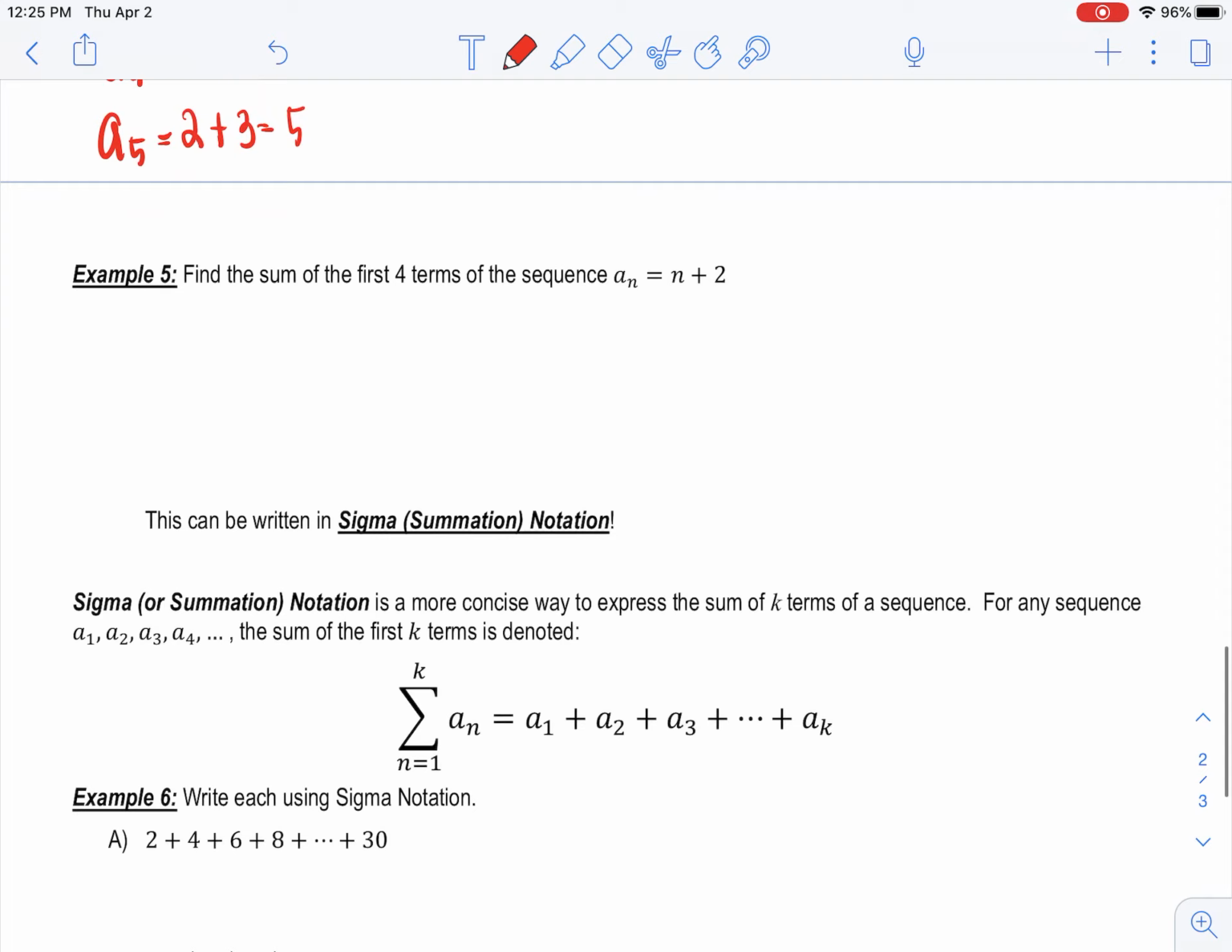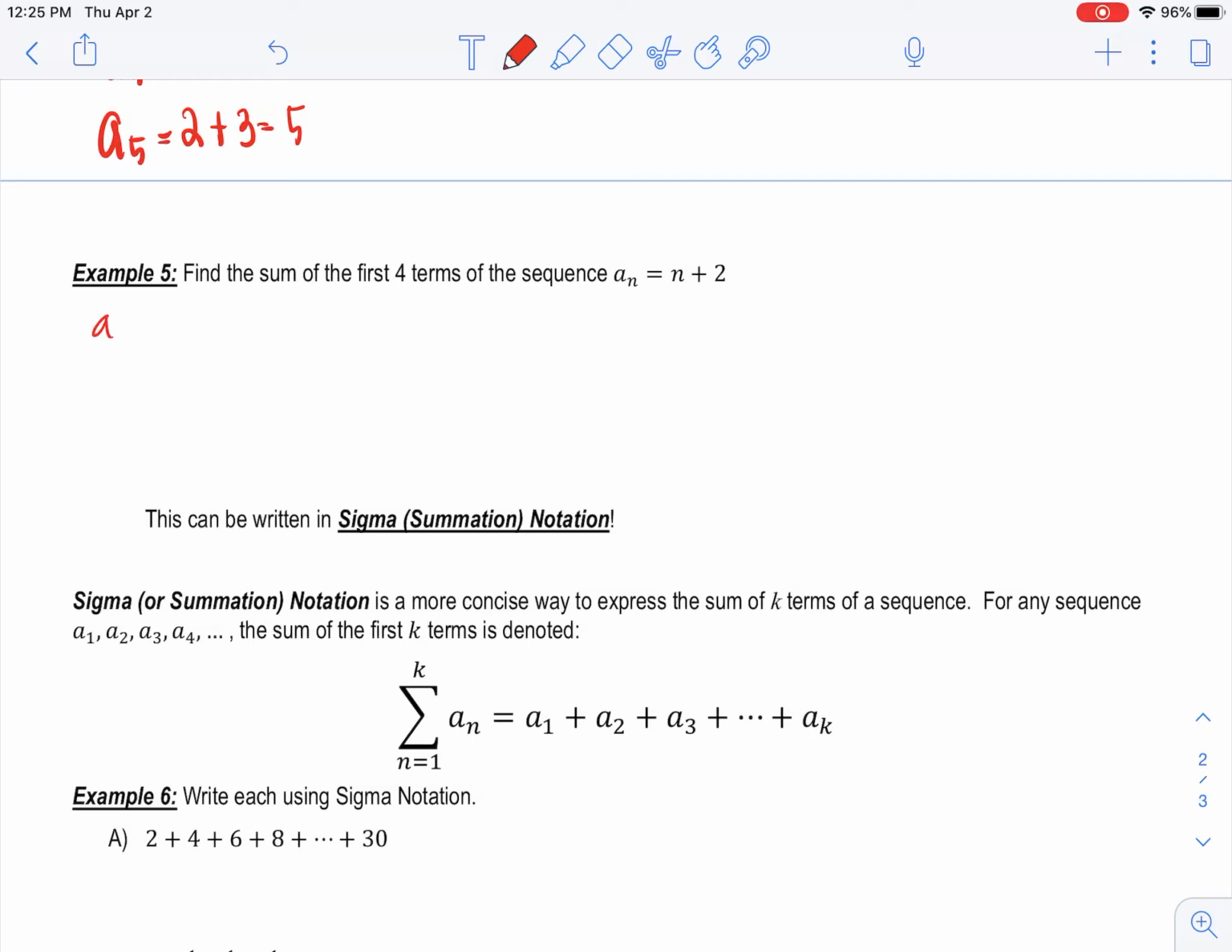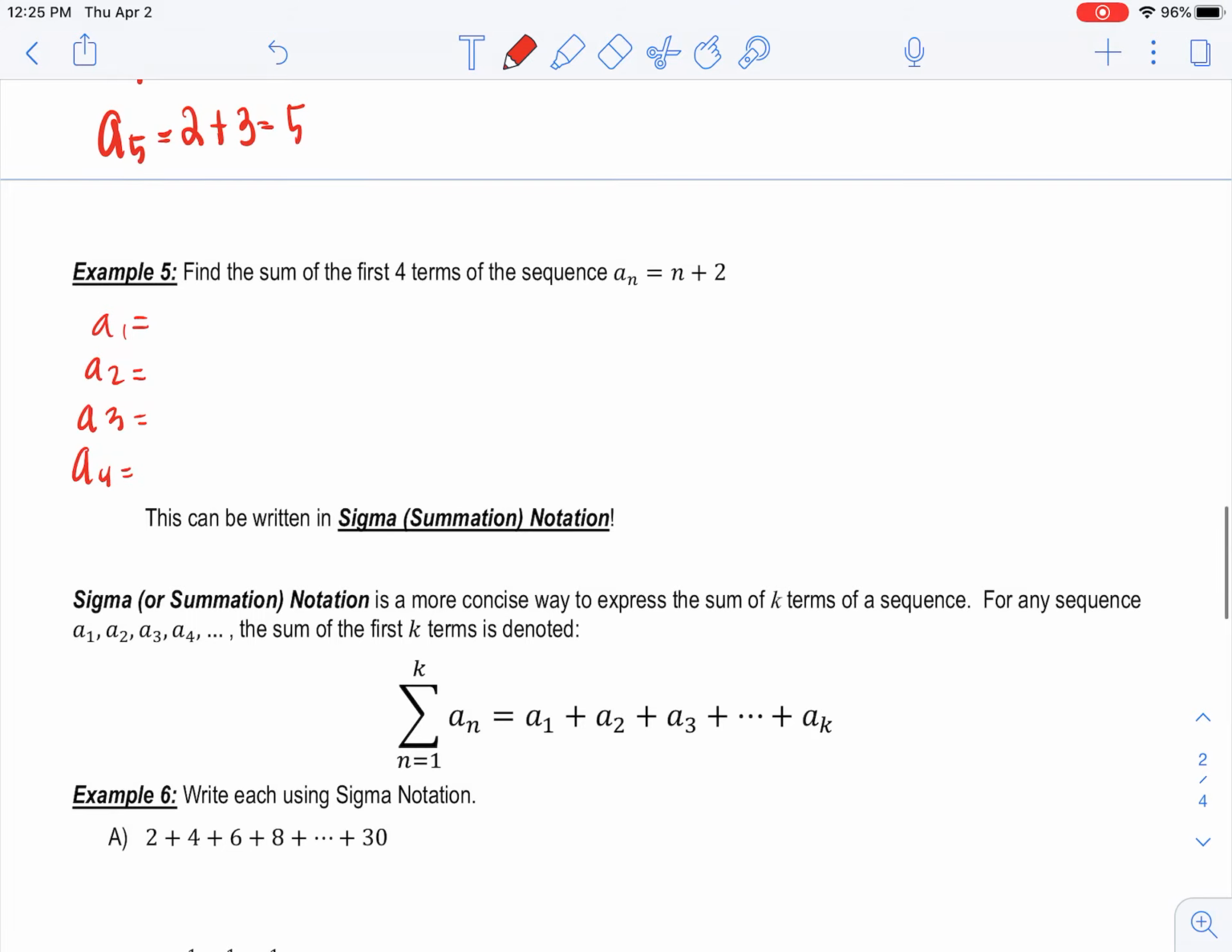Okay, next what we have to talk about is this one says, find the sum of the first 4 terms of the sequence. So first off, let's find the first 4 terms. Let's find a sub 1, a sub 2, a sub 3, and a sub 4. Once again, you can write it like this, or you can write it as a list. All right, so we are going to plug in 1 through 4 into this equation right here.